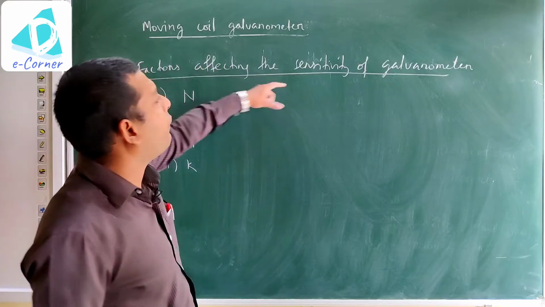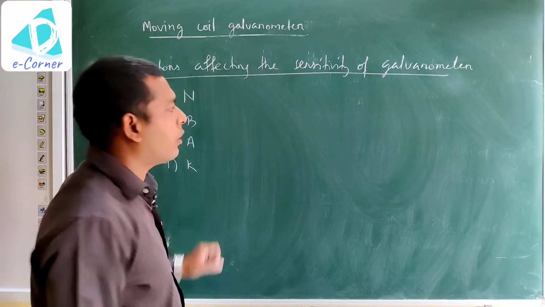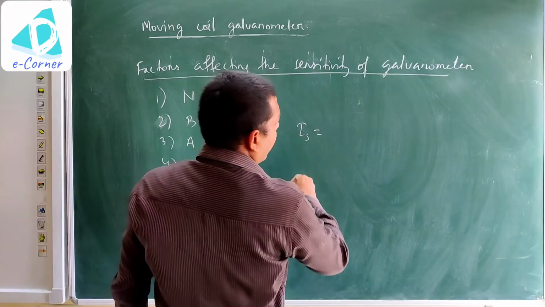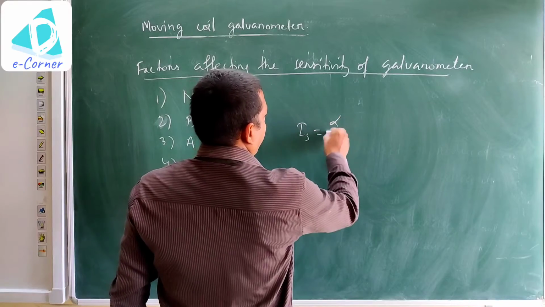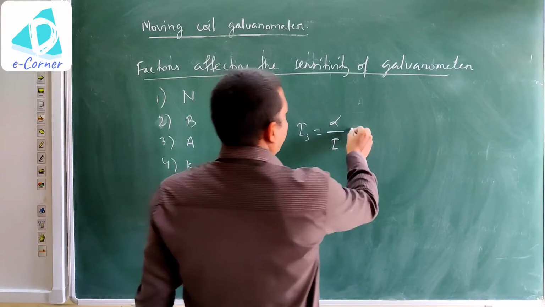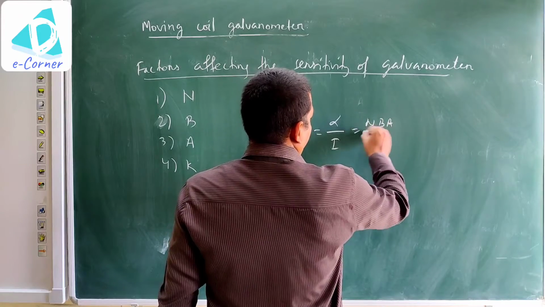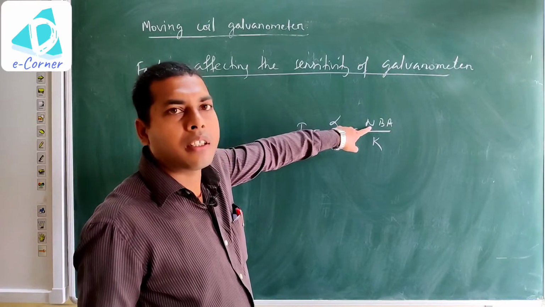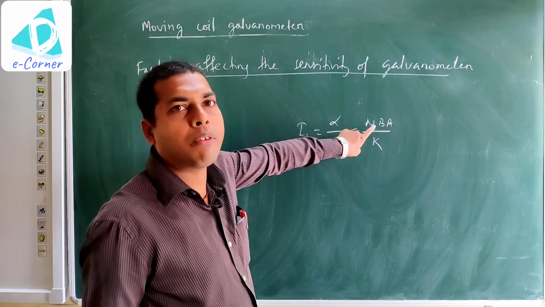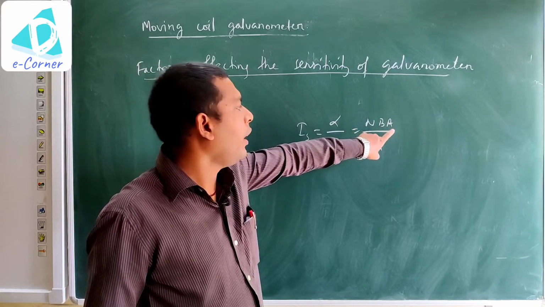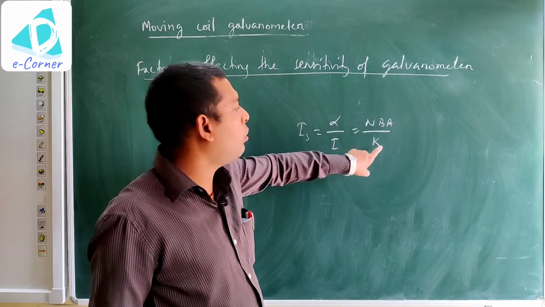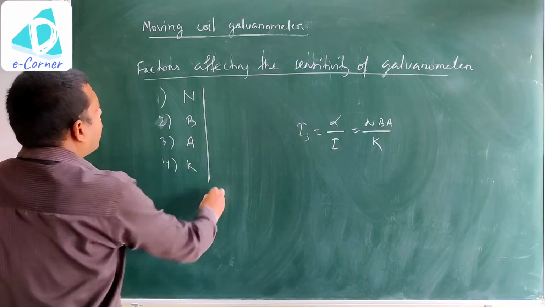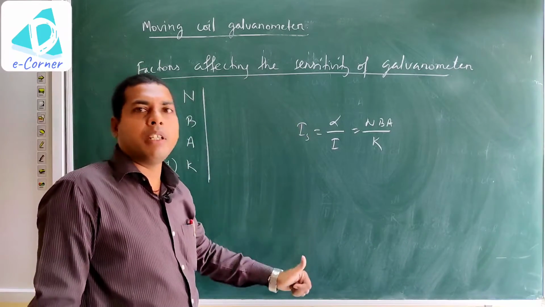Next one is the factors affecting the sensitivity of the galvanometer. As all of us know, current sensitivity IS is equal to alpha by I, which is equal to MVA divided by K. So it ultimately depends on the number of turns, the magnetic field, the area of the rectangular loop and the torsional constant. Got it? So these are the factors on which the sensitivity of the galvanometer depends.